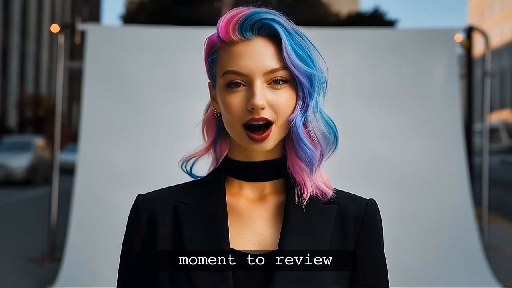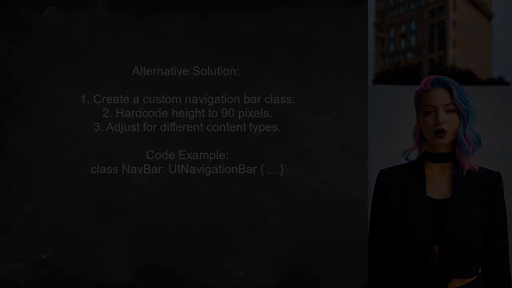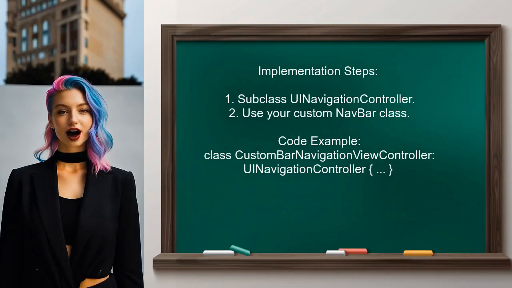Let's take a moment to review another user's answer. An alternative solution from another user suggests creating a custom navigation bar class. They recommend hard-coding the height to 90 pixels, which works for both iOS 11 and earlier versions. However, they caution that this approach may require adjustments for different content types, like using a search bar. To implement this custom navigation bar, you can subclass UI navigation controller and specify your custom nav bar class. This allows you to maintain the desired height and layout for your navigation bar.